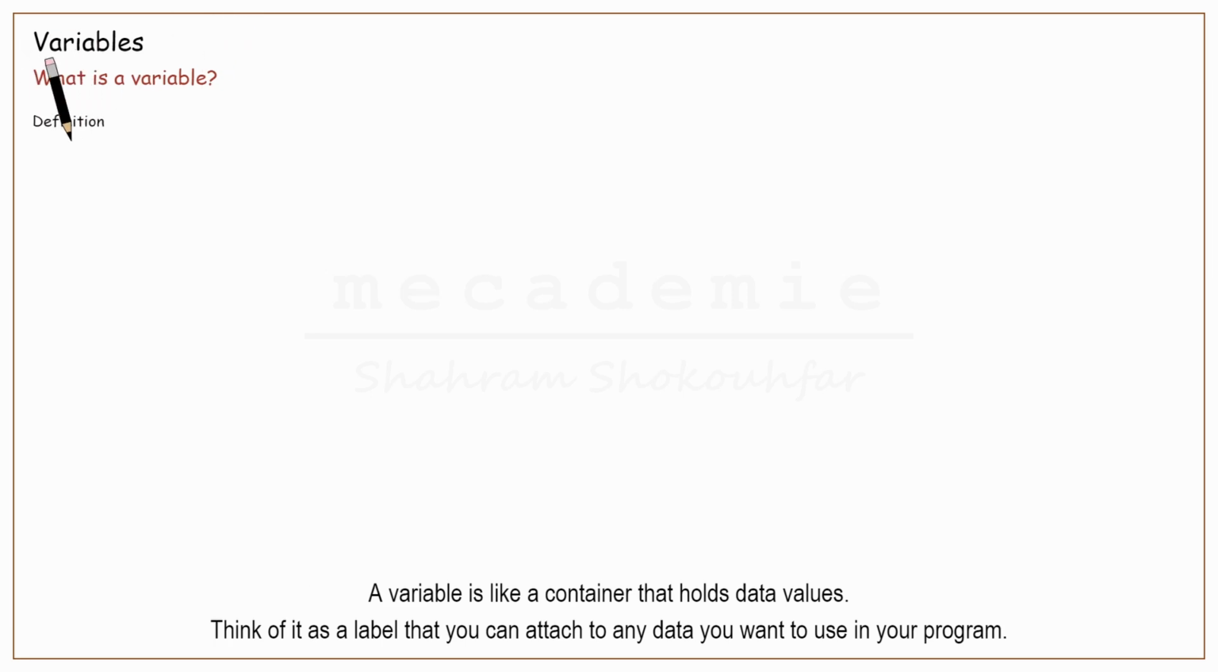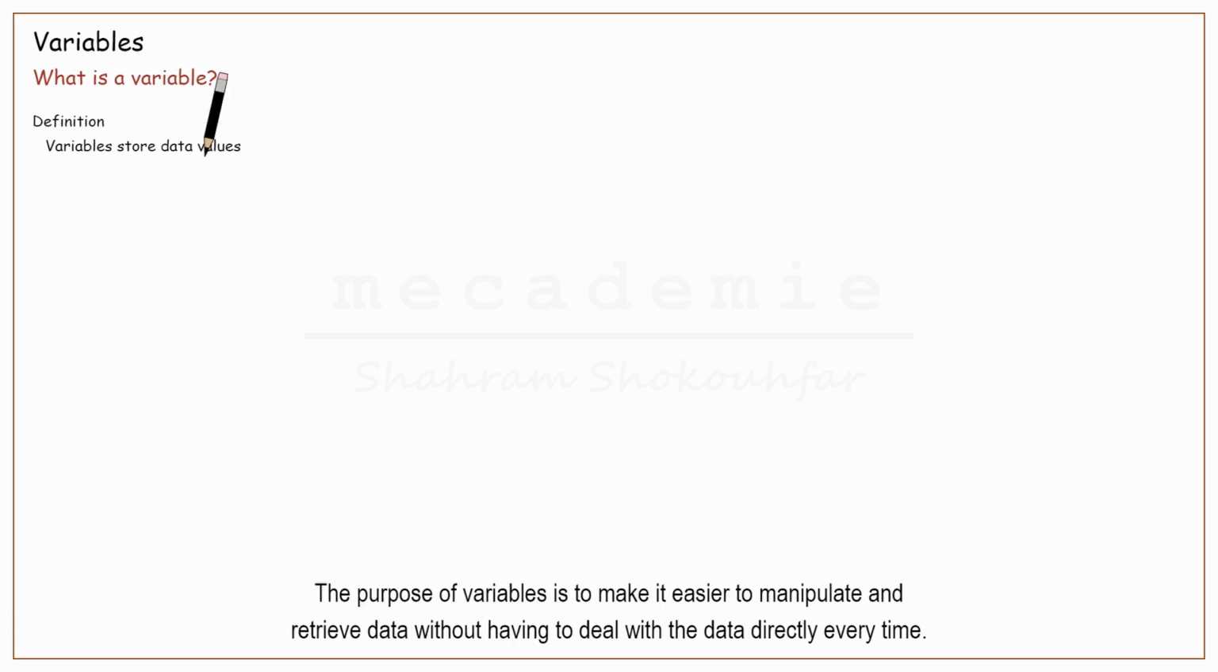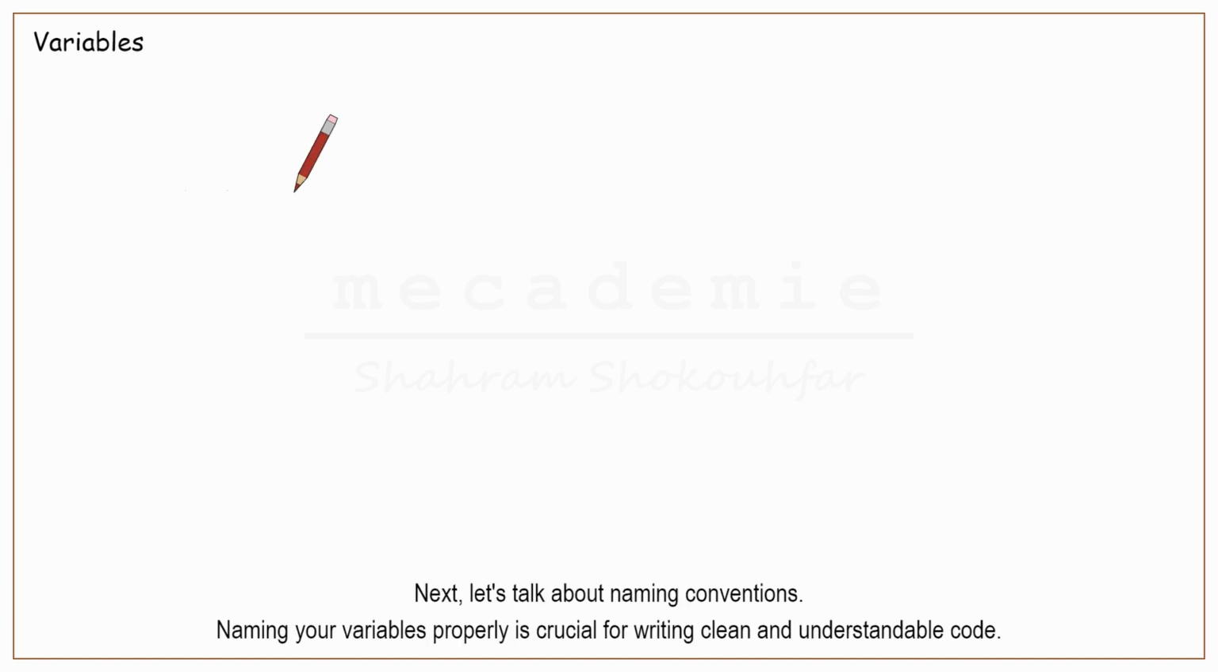A variable is like a container that holds data values. Think of it as a label that you can attach to any data you want to use in your program. The purpose of variables is to make it easier to manipulate and retrieve data without having to deal with the data directly every time. Next, let's talk about naming conventions.